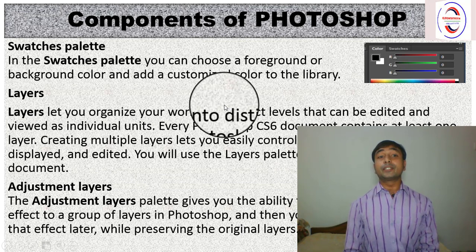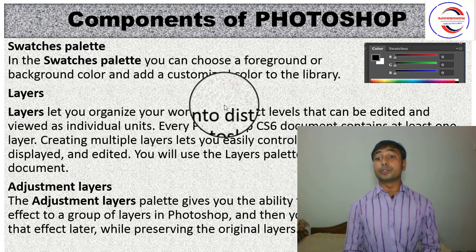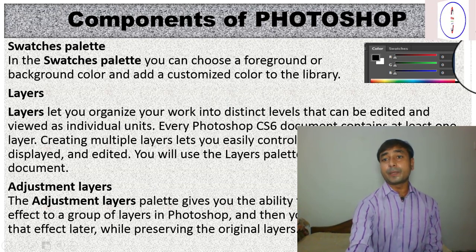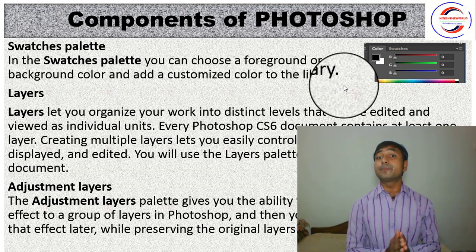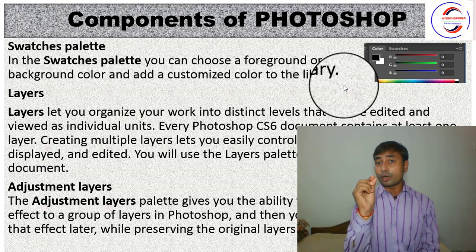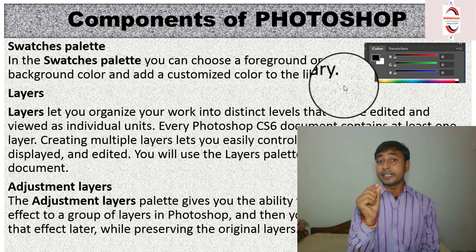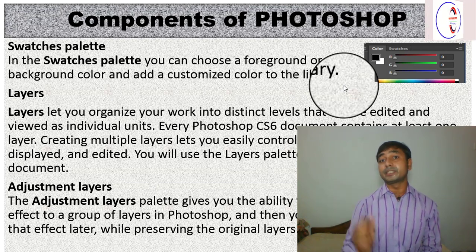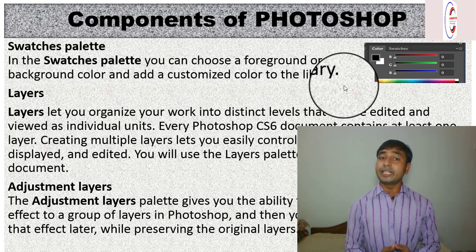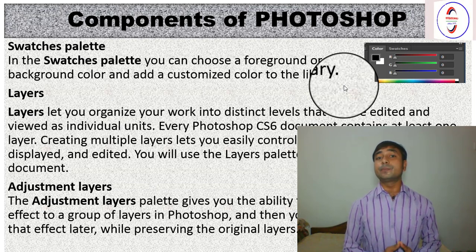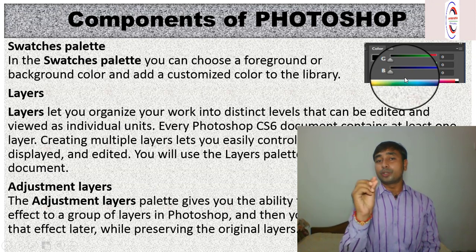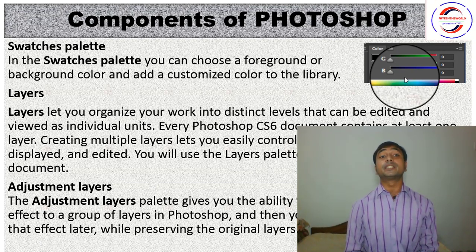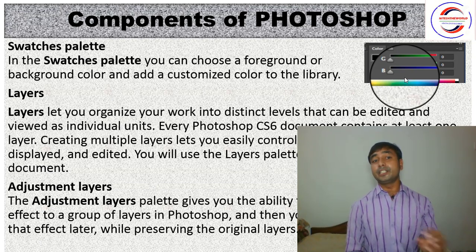The next one is called the swatches palette. It is also part of the color tools. The swatches palette stores foreground colors as well as background colors, in very small rectangular shapes, and as per our selection we can take our foreground color as well as background color. They are just little small dots, which is called the swatches palette. With the help of that we can select any color.